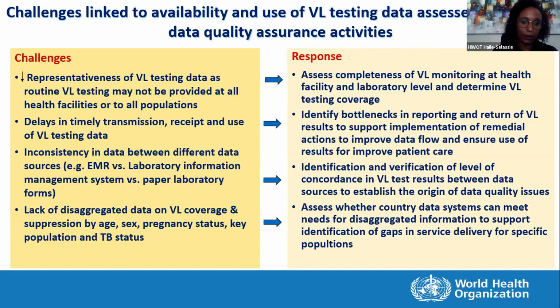And then at the program management level, we're also struggling with a lack of disaggregated data on the indicators for viral load coverage and suppression, with all the disaggregations that we want to see by sex, by age, by key population. And so some of the responses outlined here are what this module is aiming to address. So, being able to assess the completeness of the viral load data. That's why viral load coverage is a key priority indicator within the WHO guidelines, so that you can then use that to interpret the viral load suppression indicator.